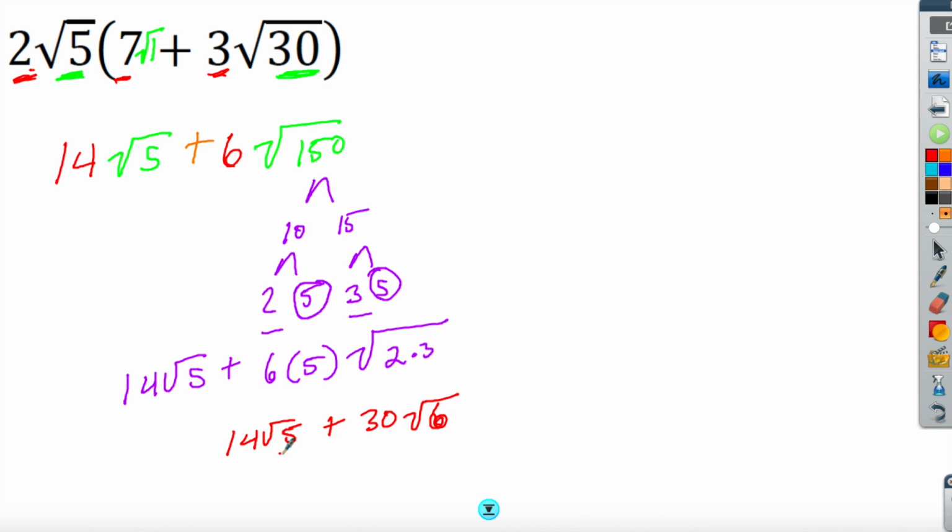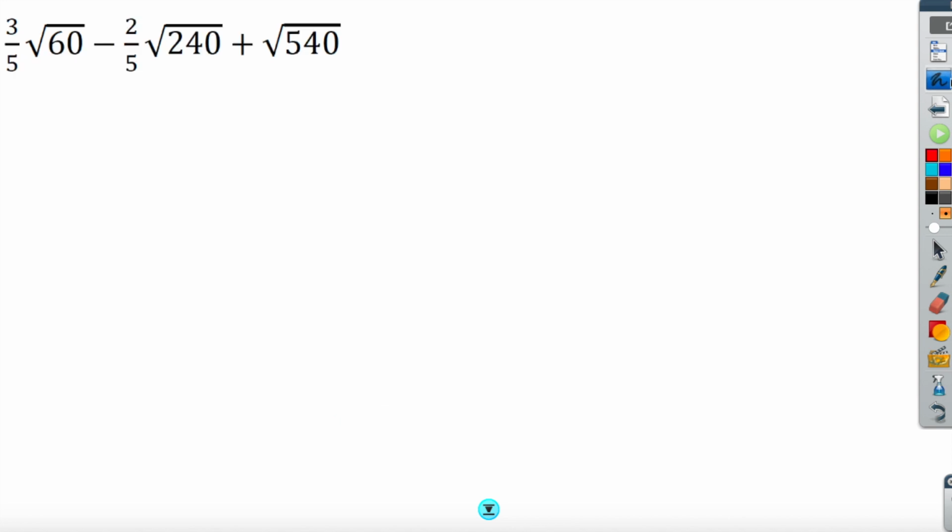Now I look inside my radicals and see if they're the same. If they're the same, I can combine them. If not, I'm done. So it's basically saying if I have 14x plus 30y, I cannot combine these two because the variables are different. Similar to this, I cannot combine these because radical 5 and radical 6 are different. All right, moving on to the next one.